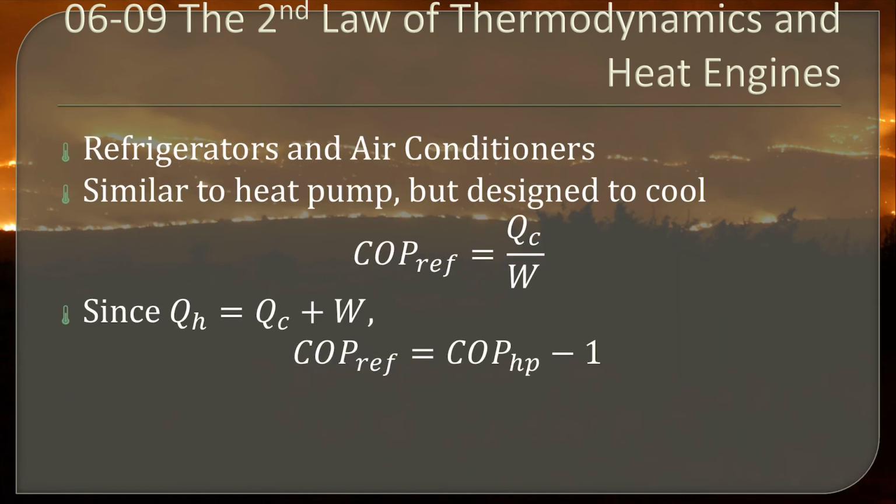Refrigerators and air conditioners are similar to a heat pump, but designed to cool. And so, since they're designed to cool, the coefficient of performance for a refrigerator is the cool heat over the work. Since the heat from the hot area equals the heat from the cool area plus work, that is the coefficient of performance for the heat pump minus 1.